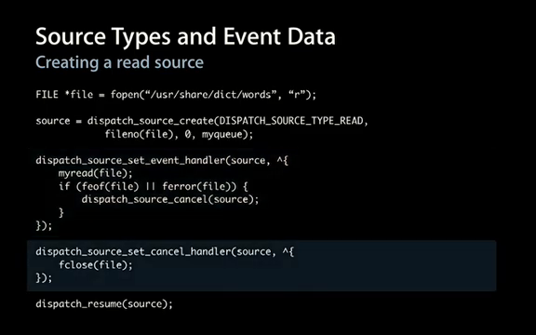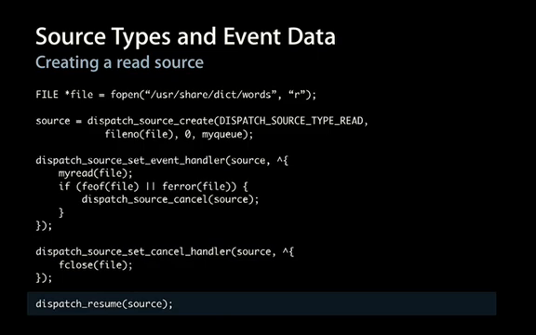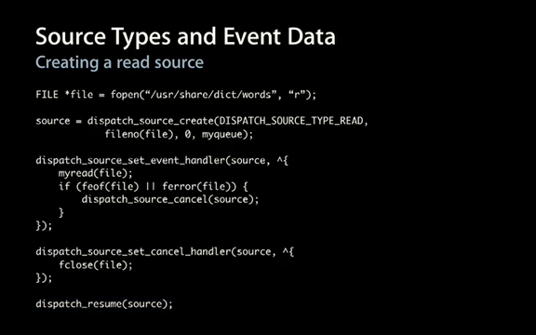And here's that example of the cancellation handler. This will get run on the target queue of the source when dispatch source cancel is called. And by this time, we know that GCD is not looking at this file descriptor anymore, at least for this event source. And so we can close the file because we're done with it and we know GCD is done with it. And as always, after you've configured your source by setting the event handler or the cancellation handler, go ahead and call dispatch resume in order to start getting event activity from the source.